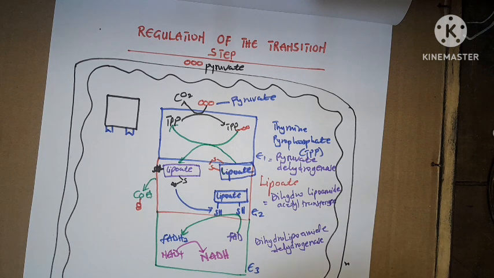And remember that we use 2 pyruvate molecules, which means we are generating 2 carbon dioxide, 2 acetyl-CoAs, 2 FADH2, and also 2 NADH, because we are using 2 pyruvate molecules.